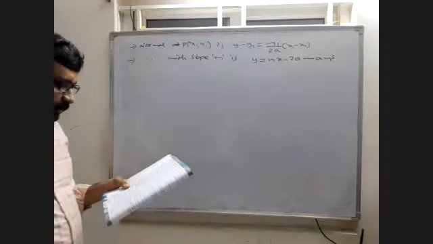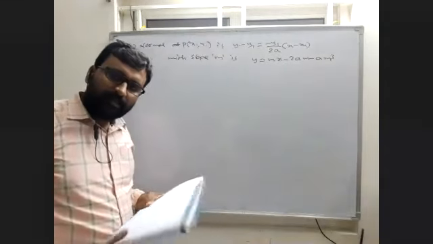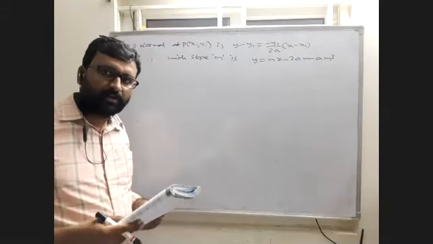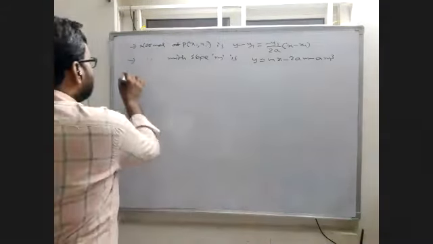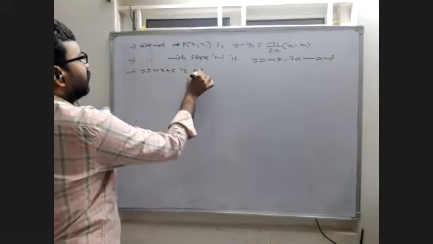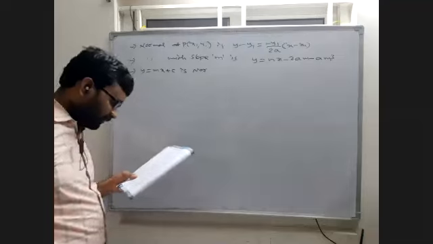And next, if a line touches the parabola, then that is a tangent. If a line is tangent to the parabola, there is a condition: c equal to a by m. If a line y equal to mx plus c is normal to the parabola, then what is the condition?